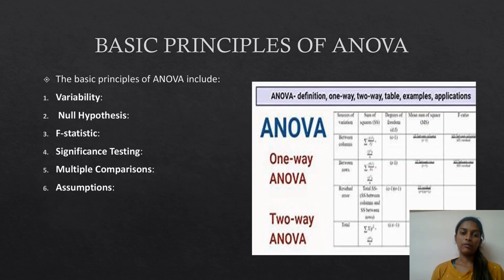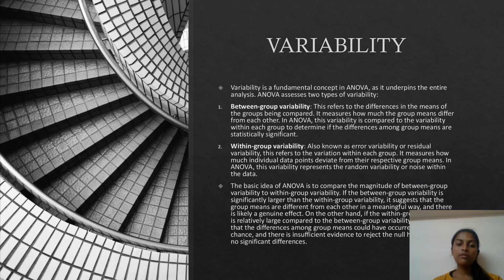Basic principles of ANOVA. The basic principles of ANOVA include variability, null hypothesis, F statistic, significance testing, multiple comparisons, and assumptions. Variability is a fundamental concept in ANOVA as it determines the entire analysis. ANOVA assesses two types of variability. Those are between group variability and within group variability.